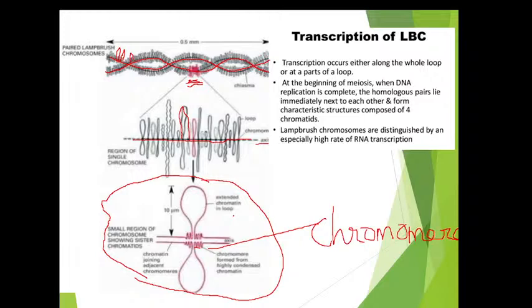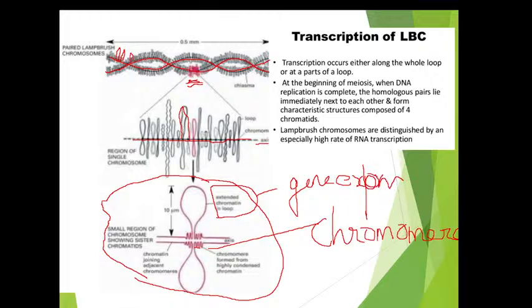The size and shape of the loops will vary based on the amount of proteins which are produced. And these loops are the regions of active gene expression. This extended chromatin loop is a region of gene expression. Why? Because it is in a loose form.